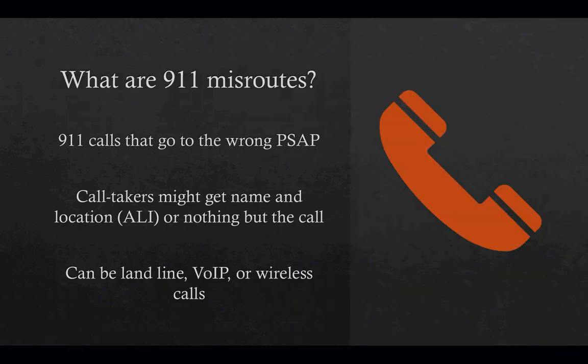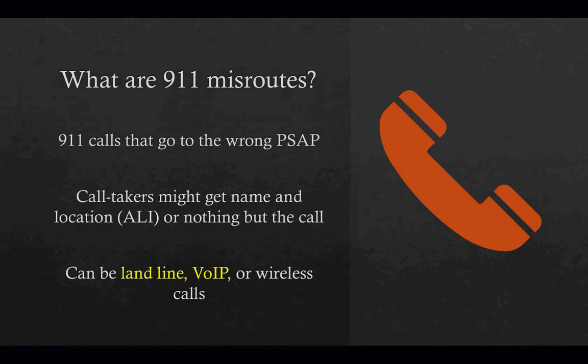So first I want to define for you what 911 misroutes actually are. These are 911 calls that end up at the wrong PSAP when they first ring. Call takers might get the name and location, also known as ALI information, or they might get absolutely nothing but the call itself, so that the only information they see is a phone number and just a blank ALI screen other than that. But it's at the wrong PSAP. And this can be a landline or a voice over IP or a wireless call.